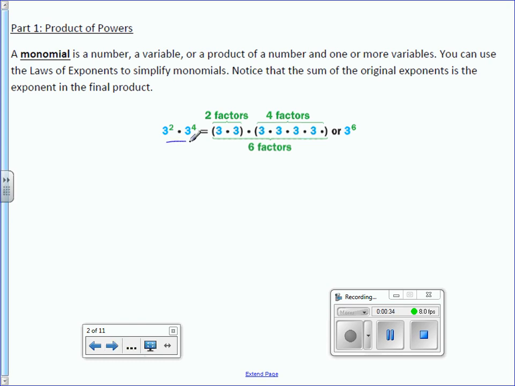So for example, if we have 3 squared times 3 to the 4th, it's really 3 times 3 times 3 times 3 times 3 times 3. So in all reality, I have a total of 6 threes. All you do, the shortcut way, is you add 2 plus 4. You keep the base and add 2 and 4.